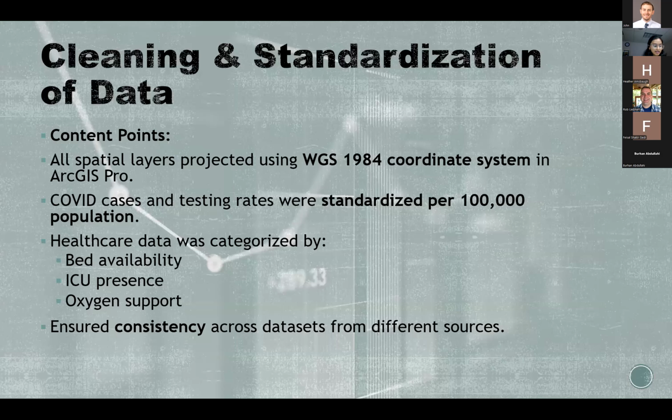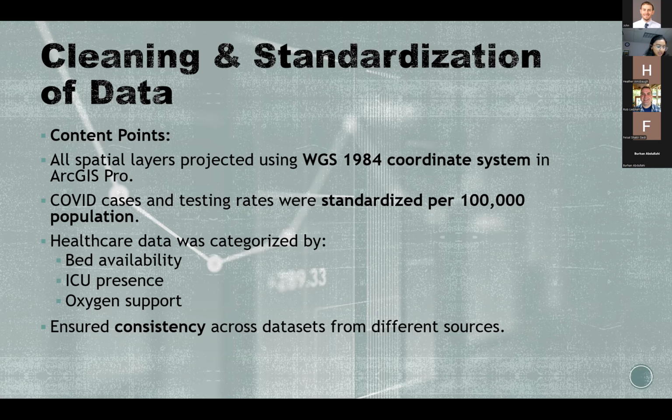Data cleaning and standardization. All the spatial data were reprojected to a common coordinate system, WGS 1984. This ensured alignment across all layers in ArcGIS Pro. The COVID case and testing numbers were standardized per population, so that wards with larger populations wouldn't skew the results.